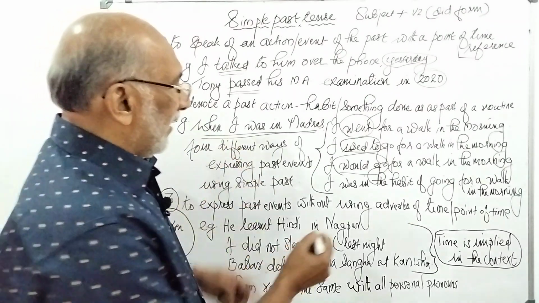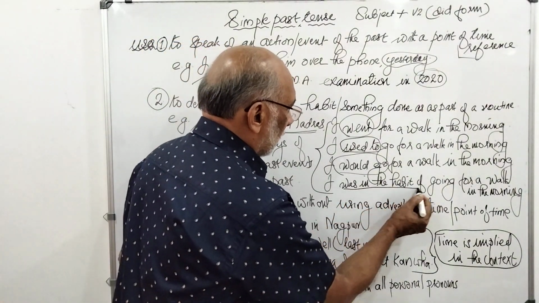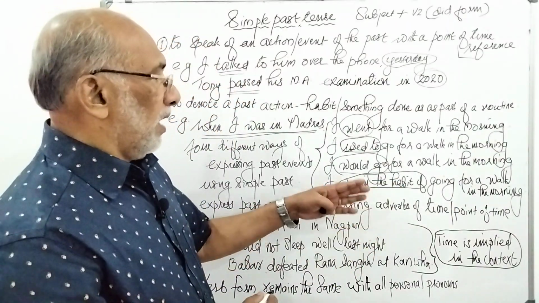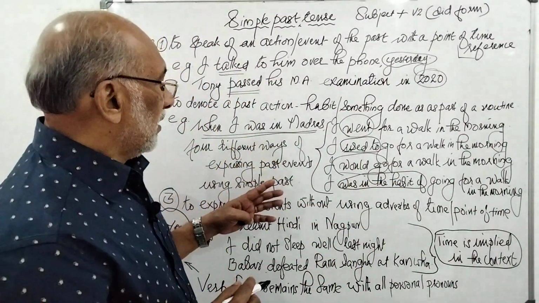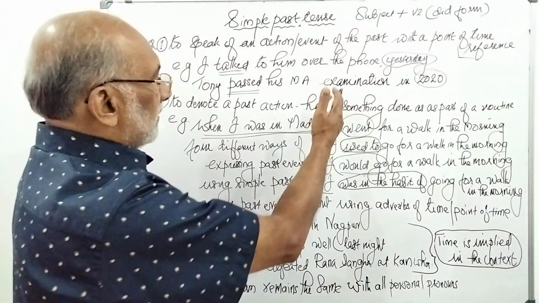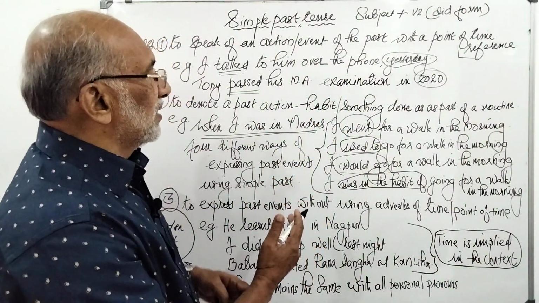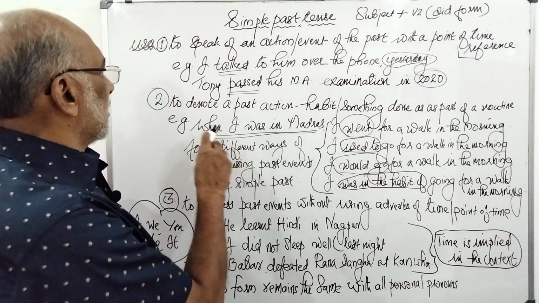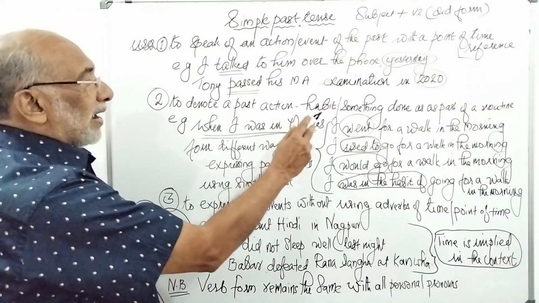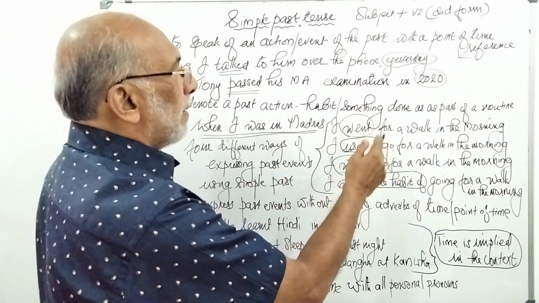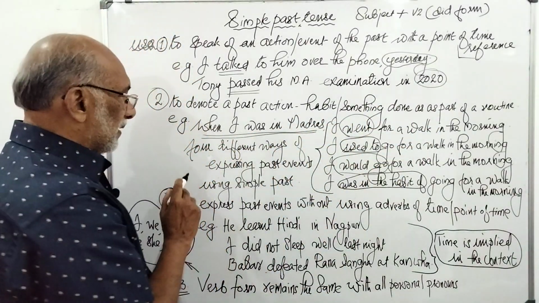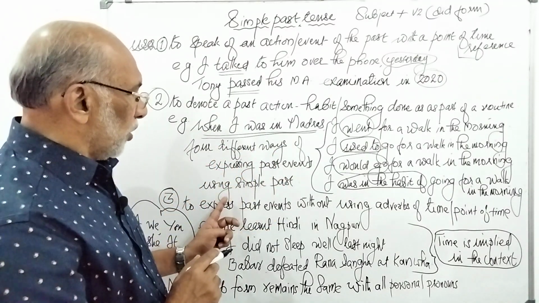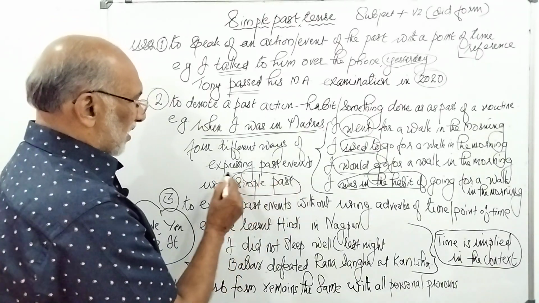Then the fourth one, I was in the habit of. I was in the habit of going for a walk in the morning. And that is really correct. And these four different ways are used to express simple past. So this is the second use. So to denote a past action or habit or something done as part of a routine, we can use simple past tense. So four different ways of expressing past events using simple past.